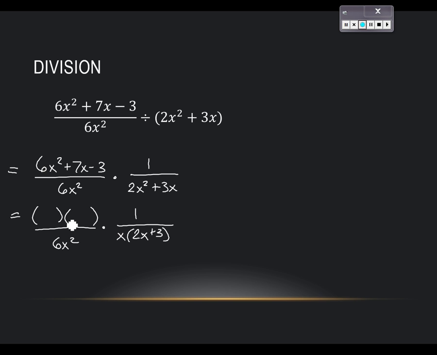Oh, wait, no. It can't be x and x because that would be x squared, not 6x squared. So what could it be? I don't know. Maybe 3x and 2x? Yeah? Would that work? What else? That's not the only thing that would work, though. What else could work? There's one other possibility, maybe. 6x and 1x, could be, right? But we don't know. Okay, so we'll just try this, and if it doesn't work, then we'll try 6x and x instead.